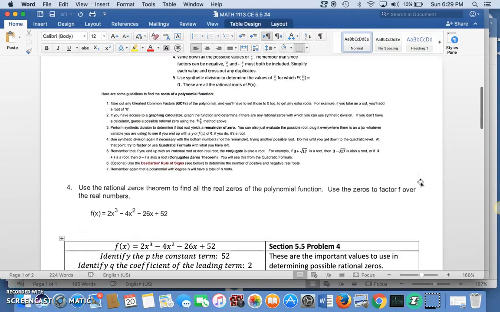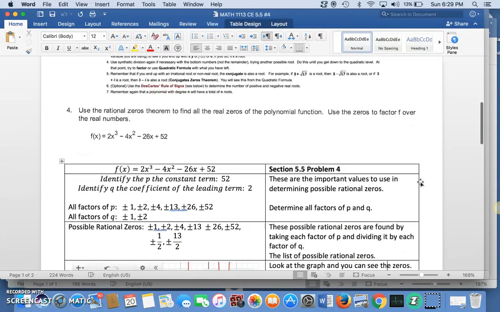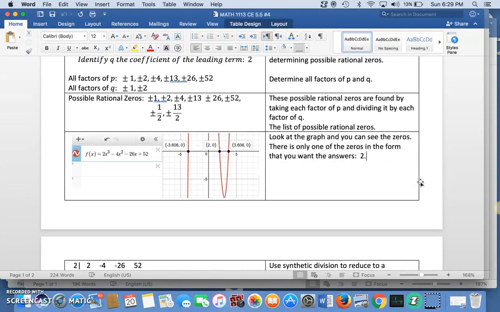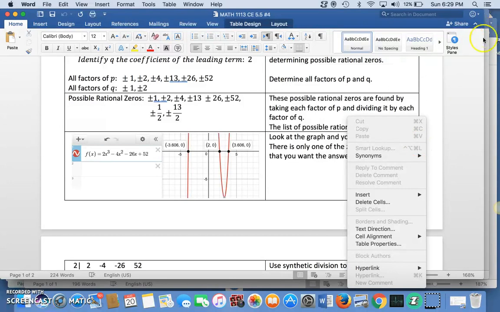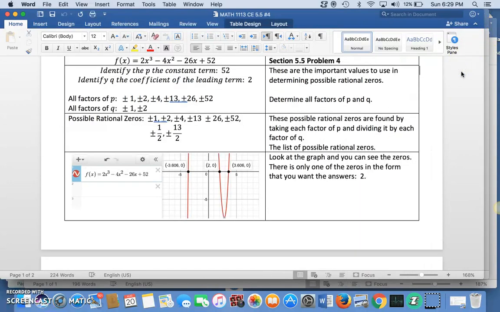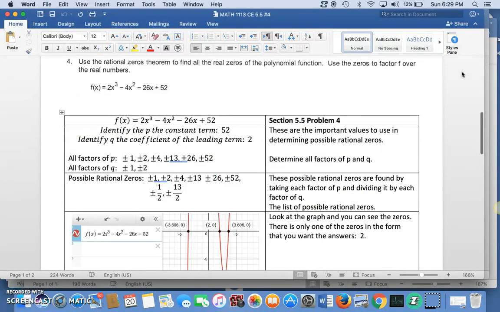That's the main objective here. Use the rational zero theorem to find all the real zeros of the polynomial function. Use the zeros to factor it. That's what it's saying up there. Okay, this is your function.